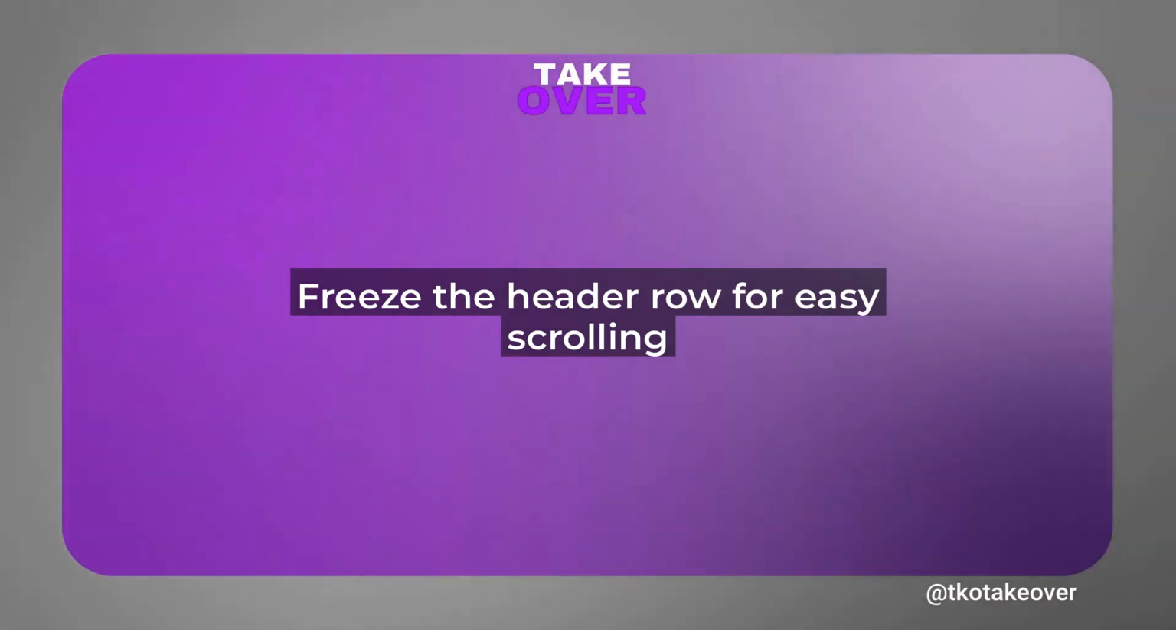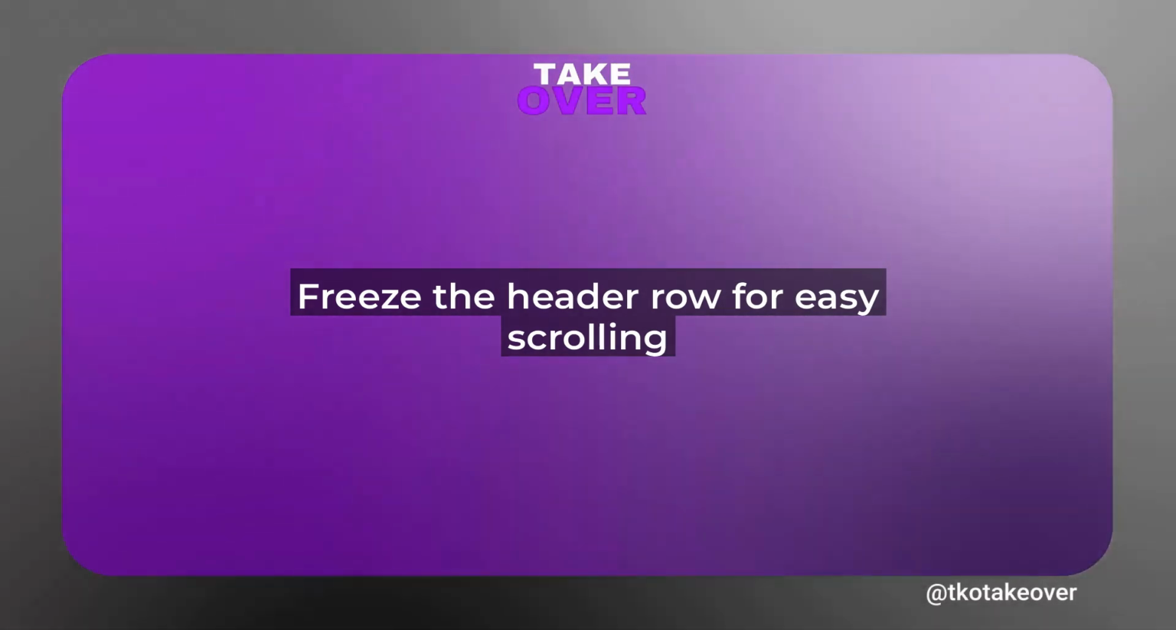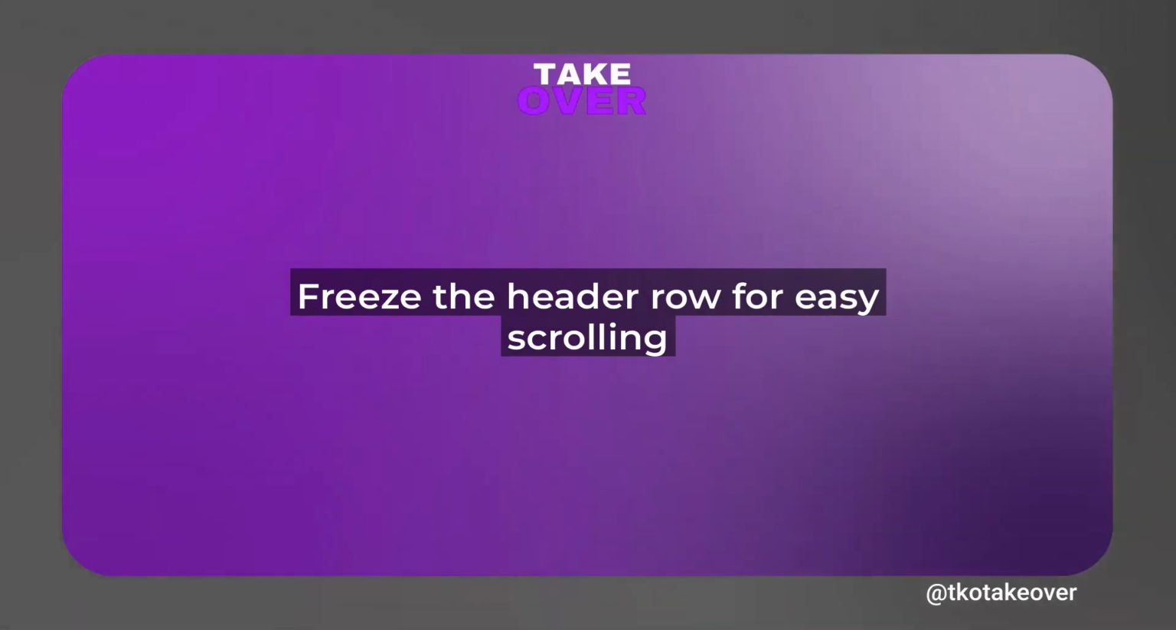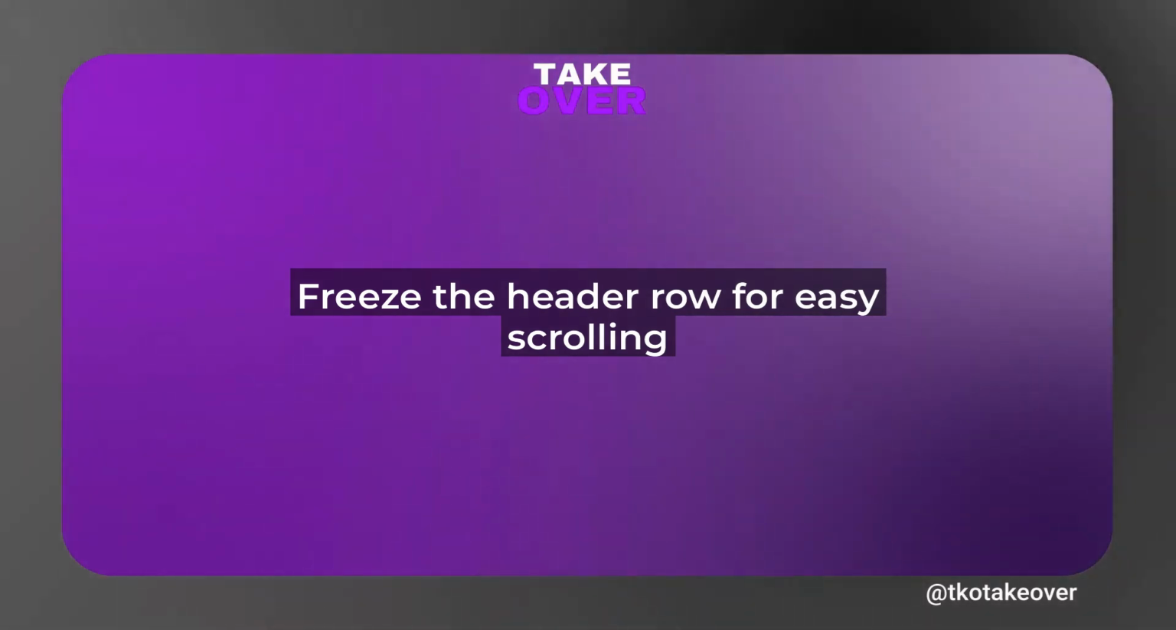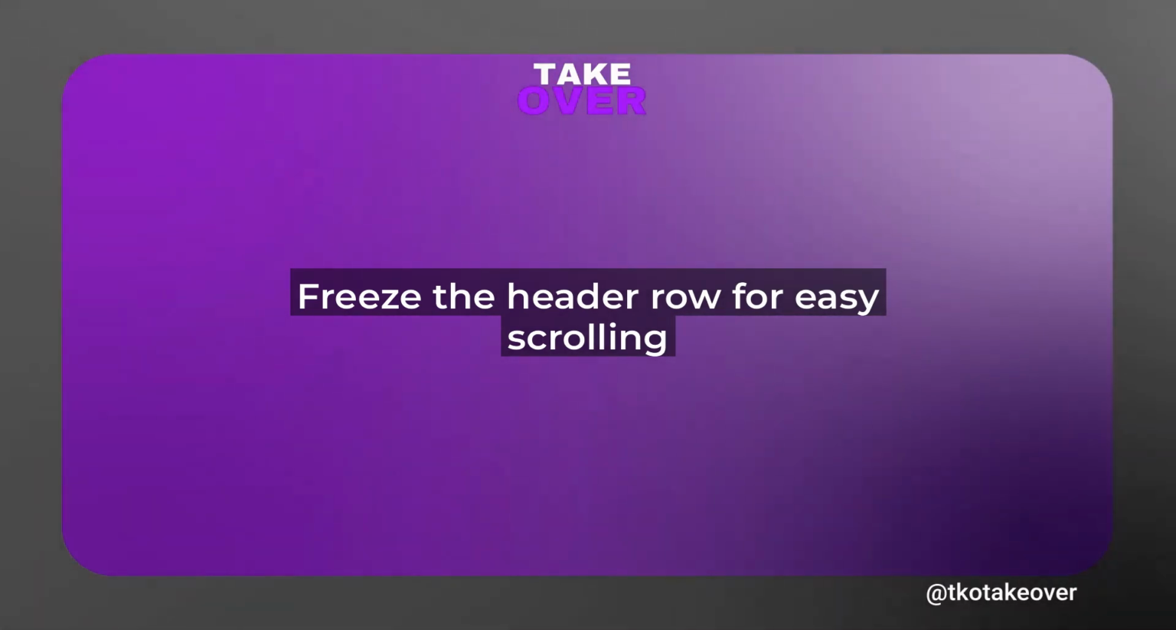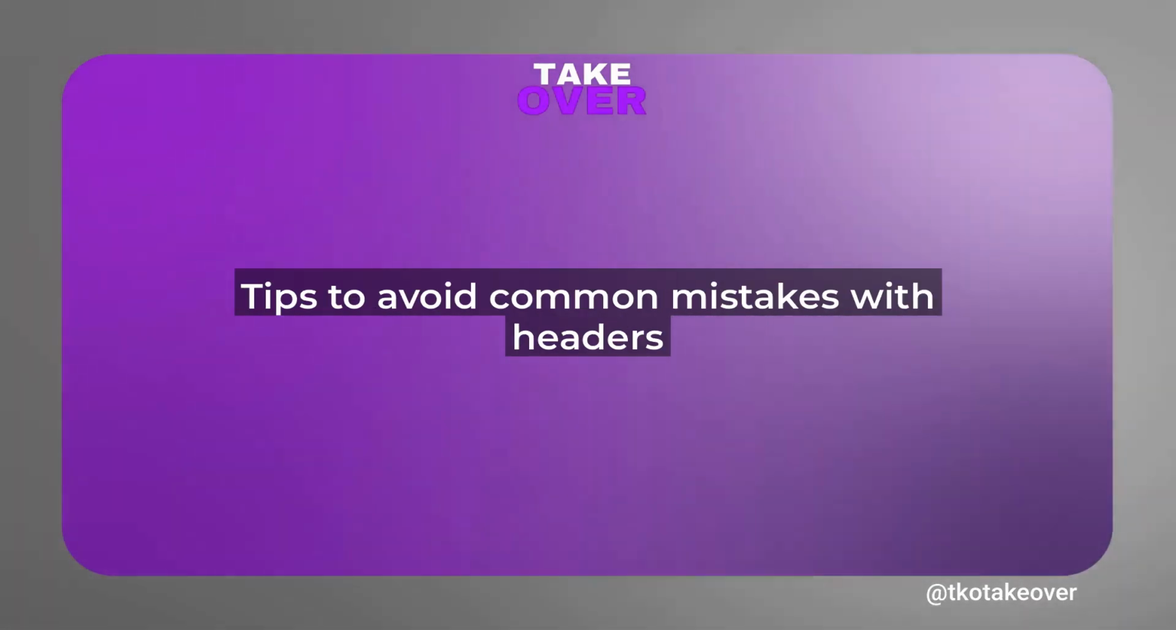One key step you don't want to miss is freezing the header. This keeps it visible as you scroll through your sheet. To do this, select the row just below your header, like row 2. Then go to View in the menu, select Freeze, and choose Up to Current Row. Boom! Your header stays put.